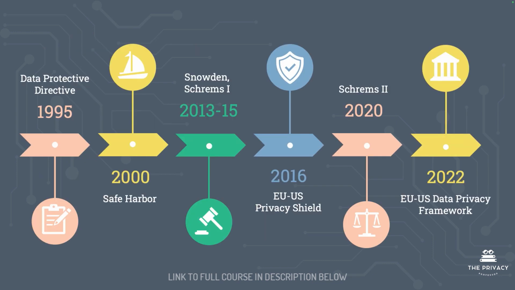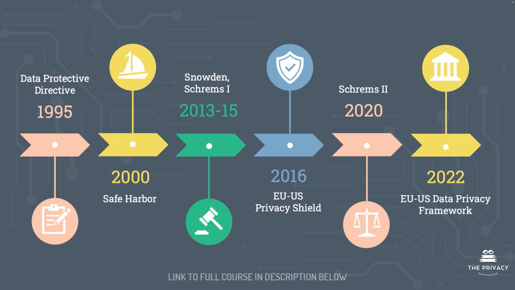On this timeline, we can see a summary of the major events that mark the history of data transfer frameworks. For the purposes of the CIPP US, our timeline begins in 1995 with the Data Protective Directive. This was superseded in 2000 by the Safe Harbor Agreement. The most recent EU-US data transfer frameworks have been tainted by the Edward Snowden revelations, which we're going to talk about and provide some context to. These events took place between 2013 and 2015.